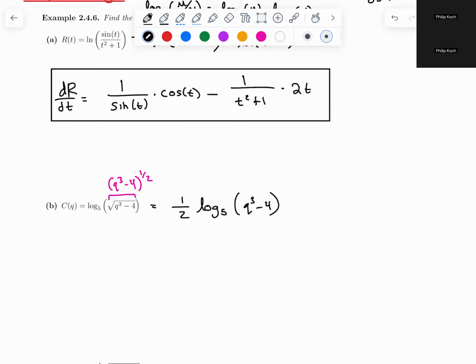So C prime of Q is 1/2 times 1 over natural log of 5, because this is not natural log, this is log base 5. And the derivative of log base B, and we can write this off on the side if you want, d/dx of log base B of x is 1 over natural log of B times 1 over x. That's the derivative of log base B. I don't expect you to have that memorized because I'm not usually going to test on it.